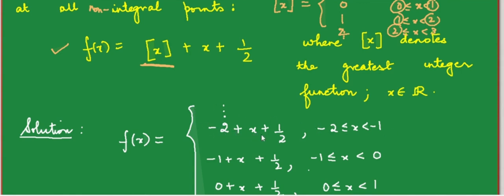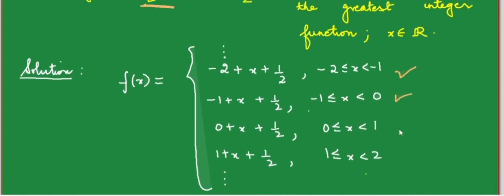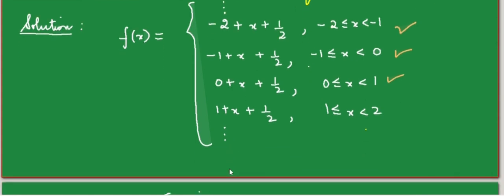So it's -2 plus x plus half when this segment is considered. Similarly, moving on to the next segment, -1 to 0, this is what it becomes. 0 to 1, I'm just substituting the value of bracket x here. This is what bracket x becomes when you are between 0 and 1. Between 1 and 2, it becomes 1. And this keeps on continuing for all integers on the left side also, negative integers also, and right integers also.